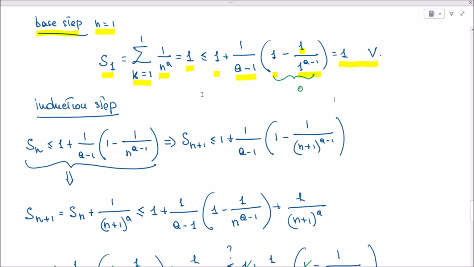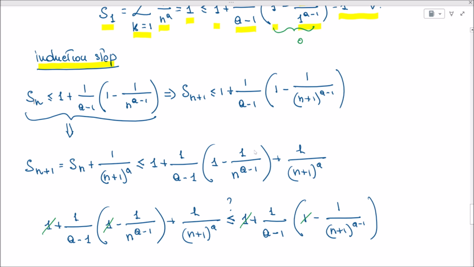Now, the more complex thing is the induction step. So the induction step says that if the inequality is true for a generic n, and this is the hypothesis of the induction step, then we need to prove the inequality also for the next index, which is n plus 1. So we need to prove that S n plus 1 is less than or equal to 1 plus 1 divided by a minus 1 times 1 minus 1 over n plus 1 to the a minus 1. Okay, I'm just replacing n with n plus 1 here. All the rest is the same.